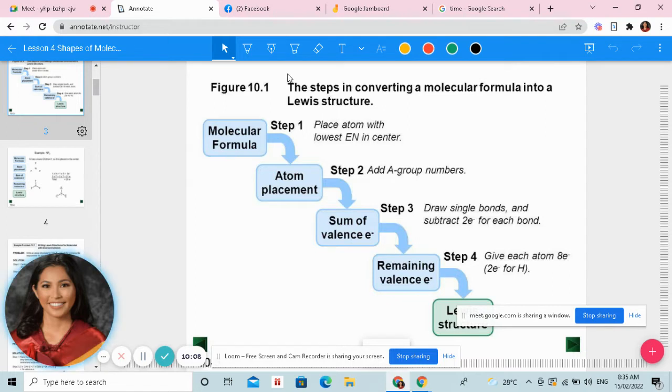Okay, so if we have CCl4, how do we write CCl4 in a structure? First, place the atom with the lowest electronegativity in the center. Okay, so between the two atoms, C and Cl, who has lower electronegativity?